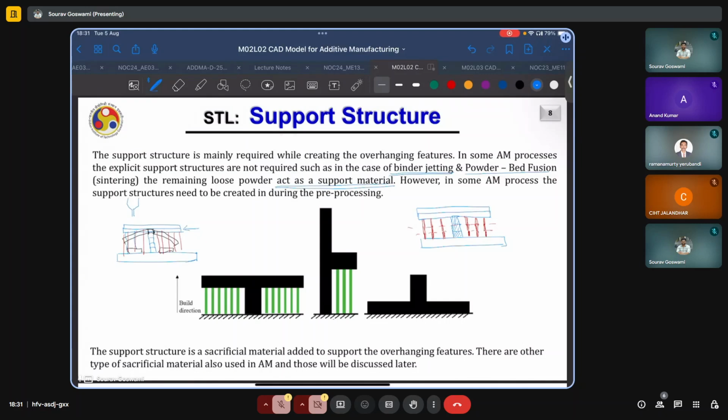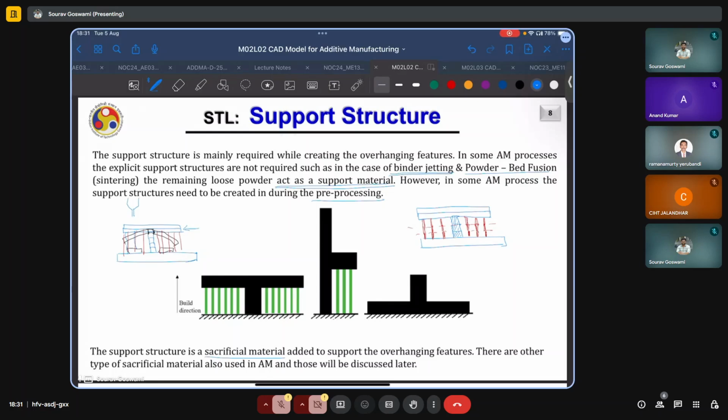However, in some of the other processes, such as FDM as we discussed, or DED, or laminated object manufacturing, such support structures may be needed during the pre-processing stage itself. It is a sacrificial material, that is, once we have printed, we will have to remove and get rid of the support structure. They are not really useful in the end application.